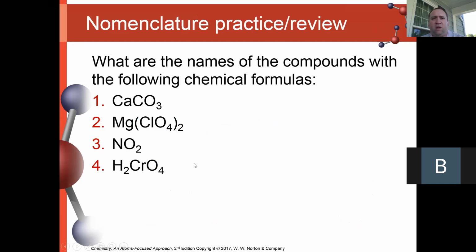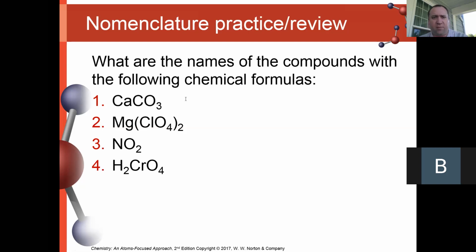So in a different kind of problem here, now we have compounds that we need to determine their names. Now, again, the easiest way to do this is recognition. We need to try to recognize what kind of compound, what kind of substance, we're looking at. So I can look at this and go, okay, calcium, carbon, oxygen. Calcium's a metal, carbon and oxygen are nonmetals. Good chance that this is an ionic compound.